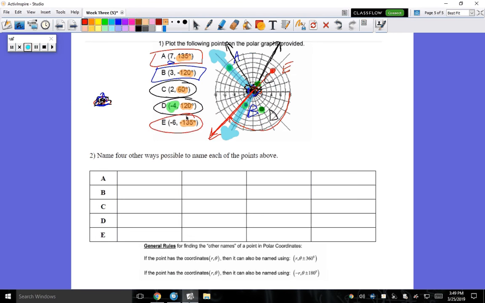Now, on Google Classroom, these two are easy. Please fill these in. Okay, they're already pre-filled. These are the ones that you have to be concentrating on because these are the negatives, the plus 180s, or the minus 180s, and you change that r to a negative value. Nicely done.